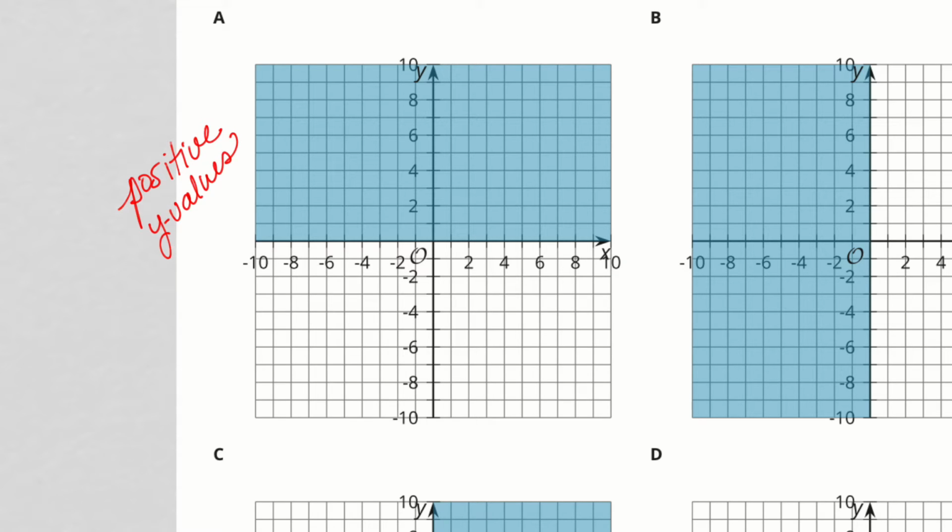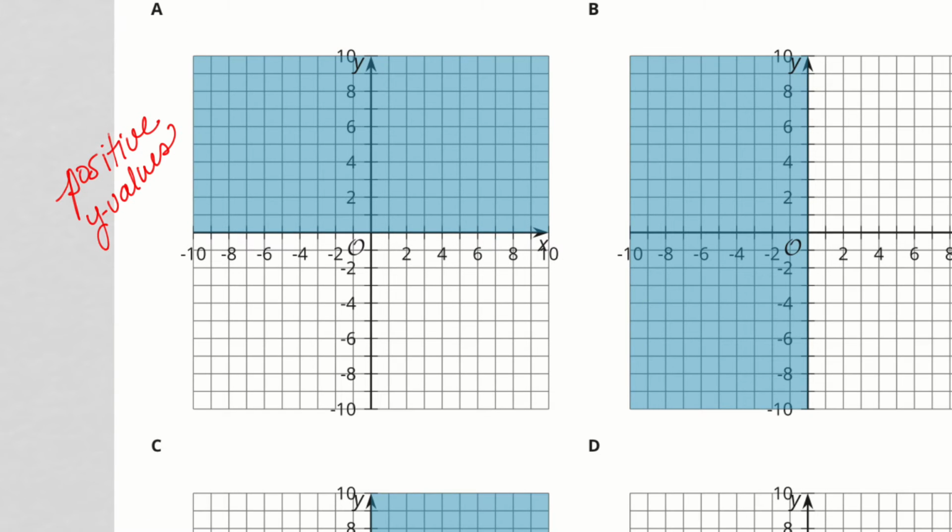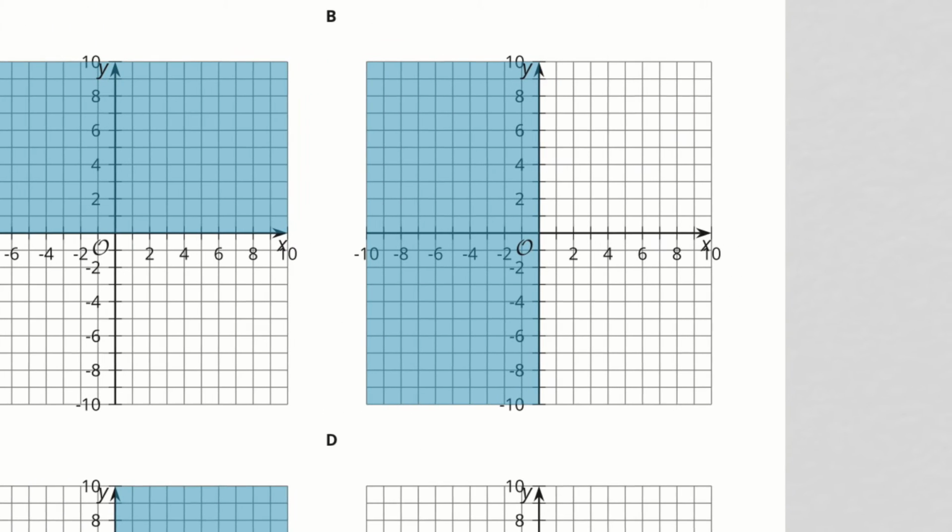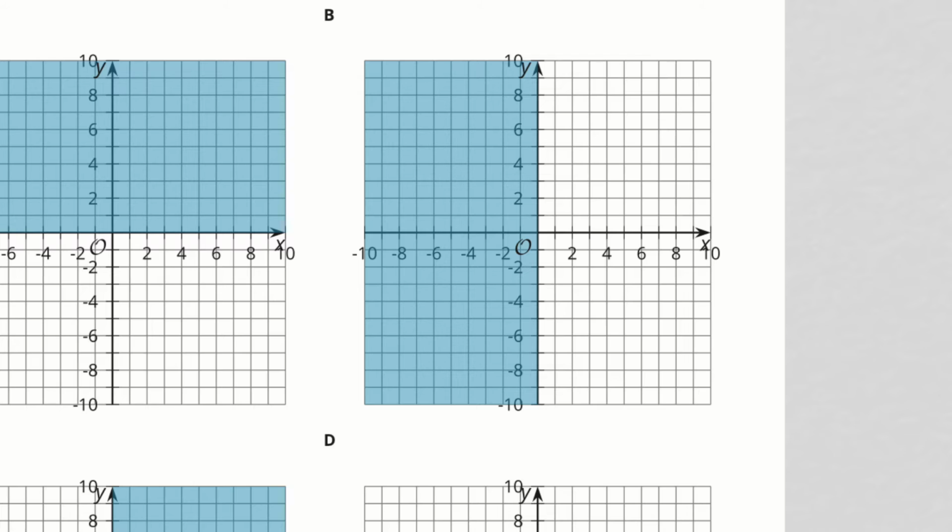Positive y values. X values are both negative and positive on this one, right? So just the y values are positive. What about graph B? Both negative x values. Negative x values. So all of the points have a negative x value.